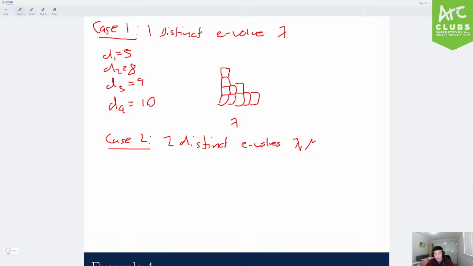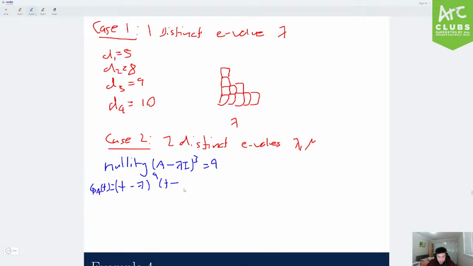The reason why we can only have either 1 or 2 distinct eigenvalues is that the question told us that the nullity of A minus lambda I cubed was equal to 9. Because of that, t minus lambda has an algebraic multiplicity of at least 9. So there's going to be some other factor in the characteristic polynomial of A, of t.